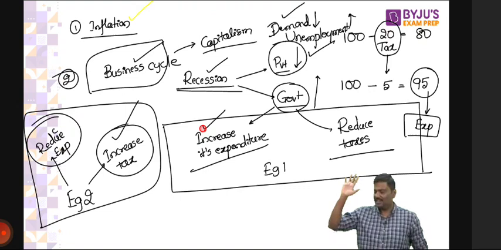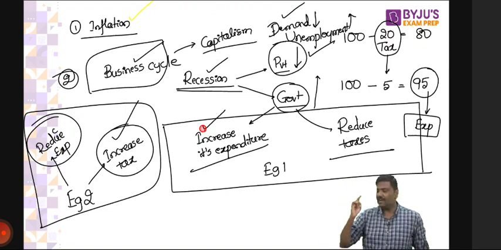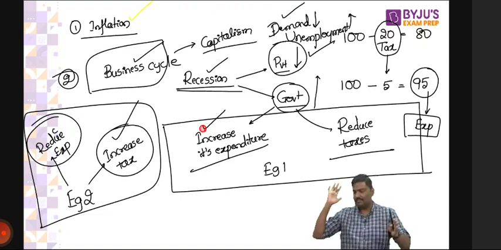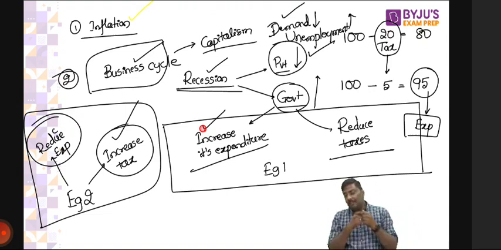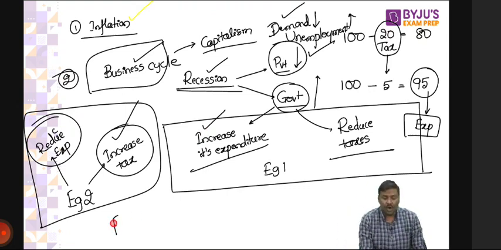Whenever any policy of the government, I repeat, understand this statement now. Whenever any policy of the government makes the situation in the economy more severe, is it okay? I'll repeat it. Whenever any policy of the government makes the situation in the economy more severe, that is referred to as a pro-cyclical policy.